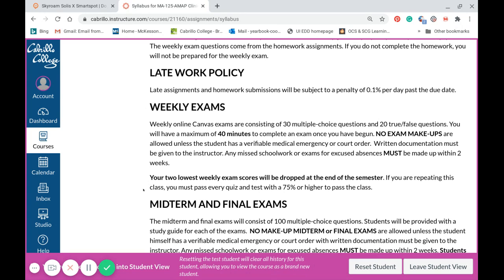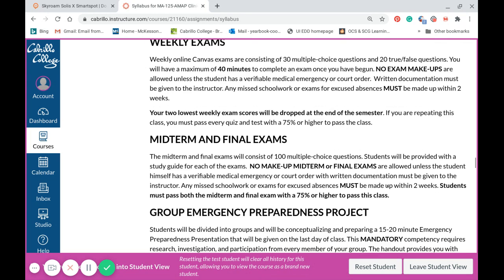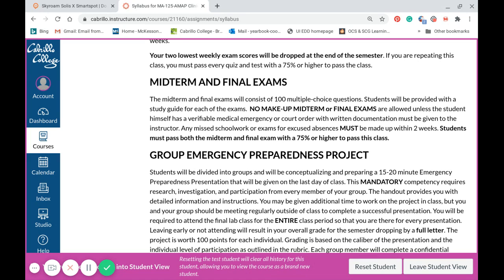However, if you're repeating the class, you must pass every quiz and test with a 75% or higher. So if this is your second time taking MA 125, you're going to have to step it up a little bit. Talk to me, talk to your other instructors if you need help figuring out a plan for how to be successful in the course if you're repeating it.